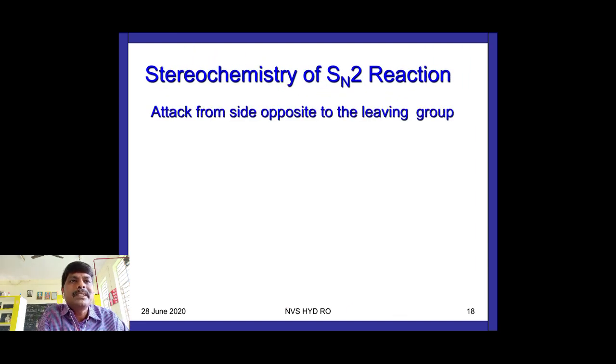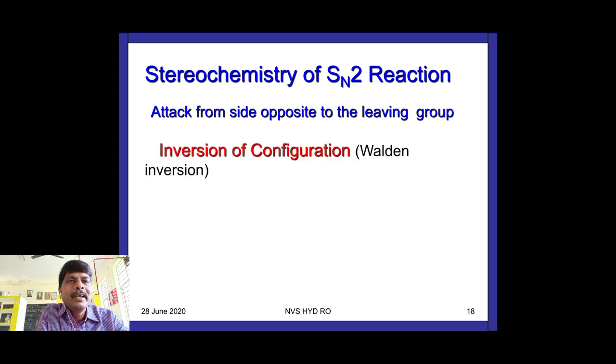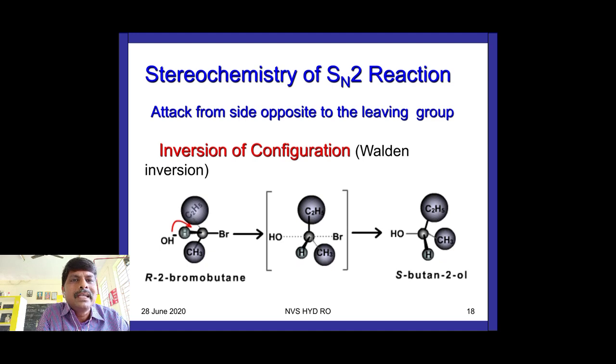In stereochemistry, the attack is from the side opposite of the leaving group. So there is inversion of configuration. You take dextro, then the product is levo. If the starting material alkyl halide is levorotatory, the product is dextrorotatory. You take a dextrorotatory compound initially, the product is levorotatory. If the starting substance is levorotatory, the product is dextrorotatory. So that's why inversion of configuration takes place.